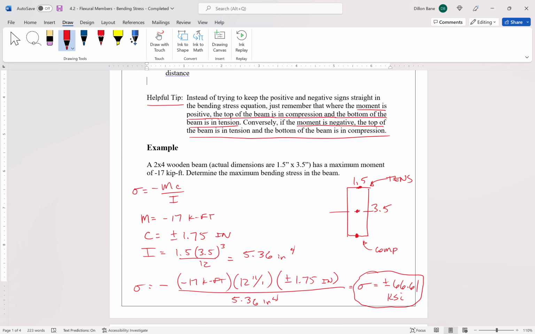So now that we've got the basic example out of the way, we're going to work a much more comprehensive example now.